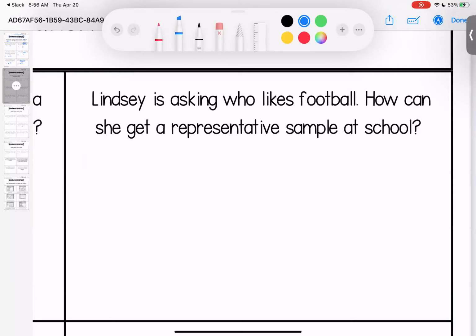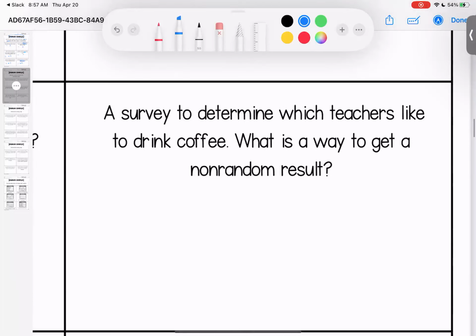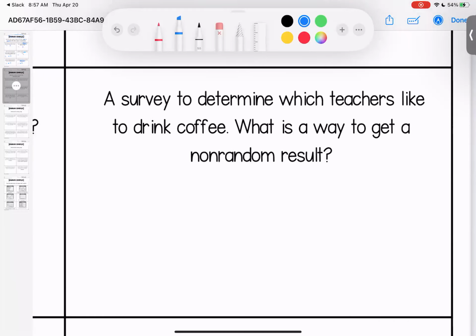Lindsay is asking who likes football. How can she get a representative sample at school? If Lindsay wants a representative sample, she needs to look at how many kids are in the school and find a way to randomly survey them. She needs to make sure that she is not surveying people at a football game or at a sports event. Something Lindsay could do is stand at the front door of the school and ask 50 different people out of 100 whether or not they like football. Just one example again. If you want a specific example checked, let me know.